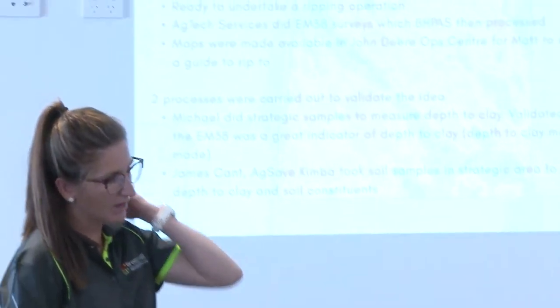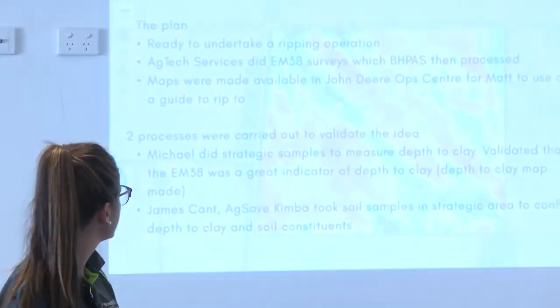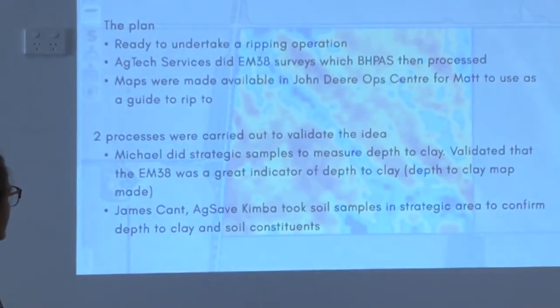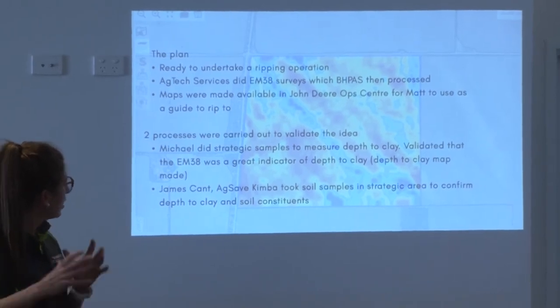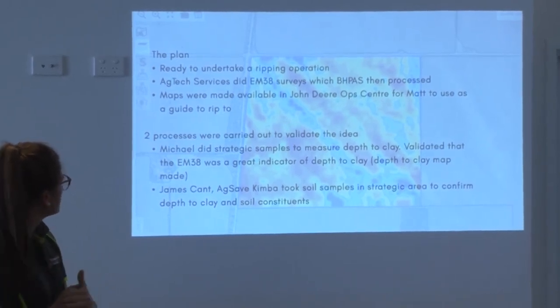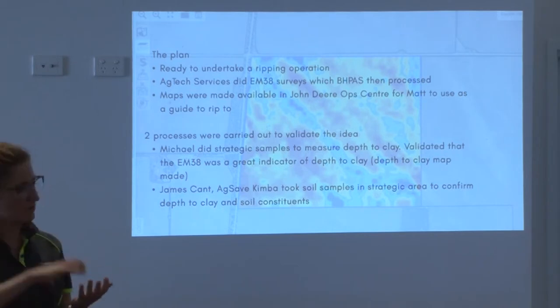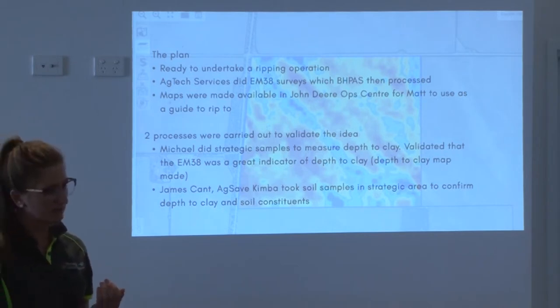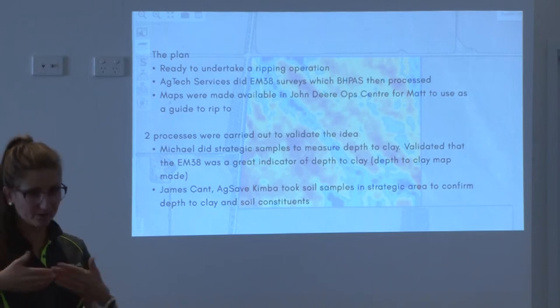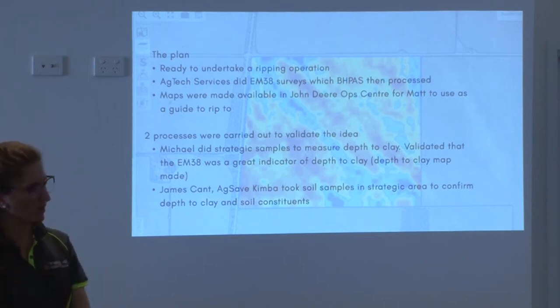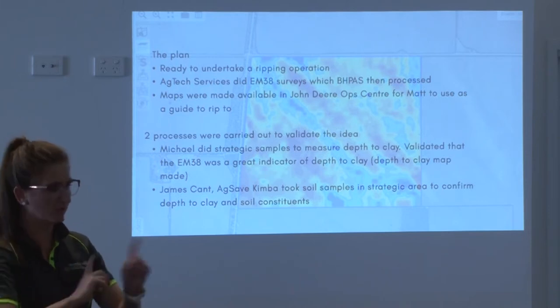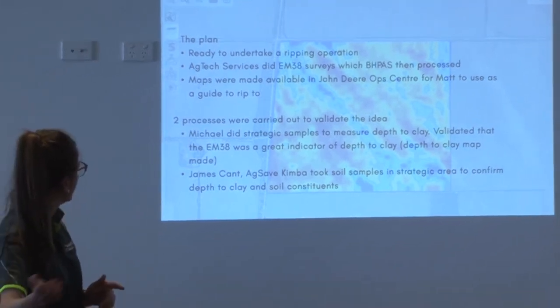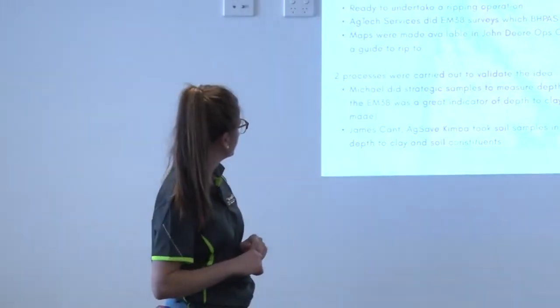But in this case, as I said, this guy wanted to undertake a ripping operation, quite an expensive process. So Rory went over, did the EM38 surveys, I processed them and presented the maps. And then the grower wanted to put them in the John Deere Operations Centre to use as a guide on his app. So just like using it for Google Earth, our software has an open portal to John Deere Ops Centre and AgWorld, so we can flick maps between the programs. So we sent that over, and he used that as a guide to rip to.